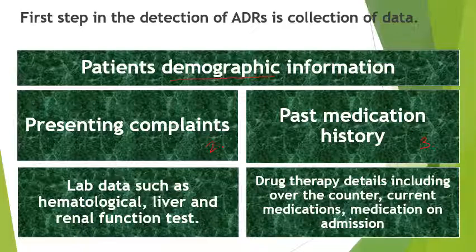Now onto the lab data such as hematological, liver and renal function tests. They also reveal a lot of information. Now the drug therapy details include over-the-counter drugs. There are chances that a patient might be taking a number of over-the-counter drugs. There are also cases when patients have been taking Ayurvedic drugs or herbal formulations, and then they refrain from informing you that they are taking other drugs as well. Taking these medication histories and asking the right questions is your responsibility as a pharmacist or as the person who is in charge.